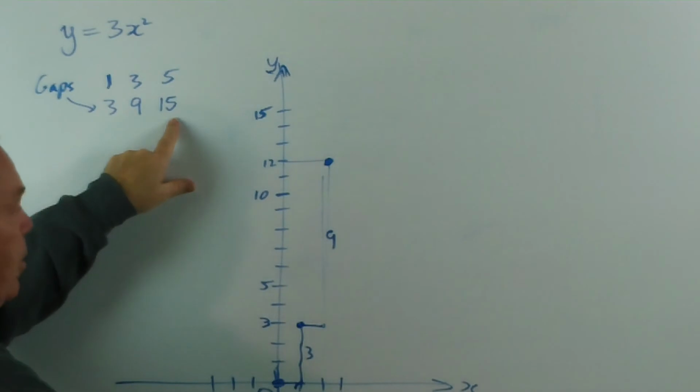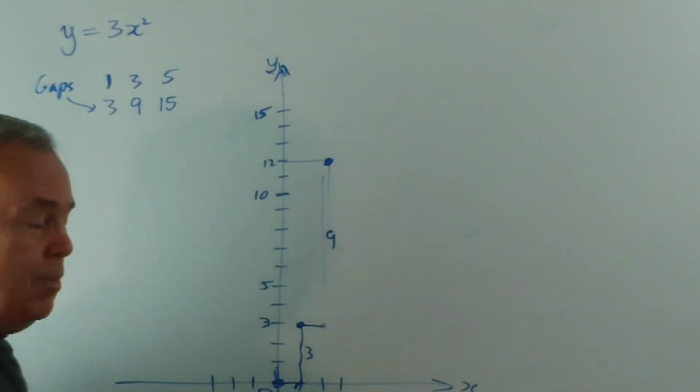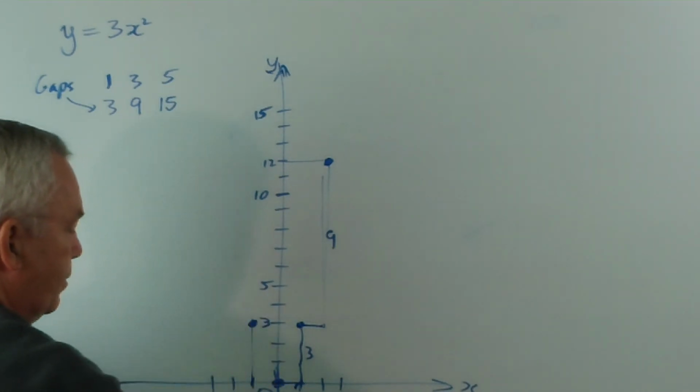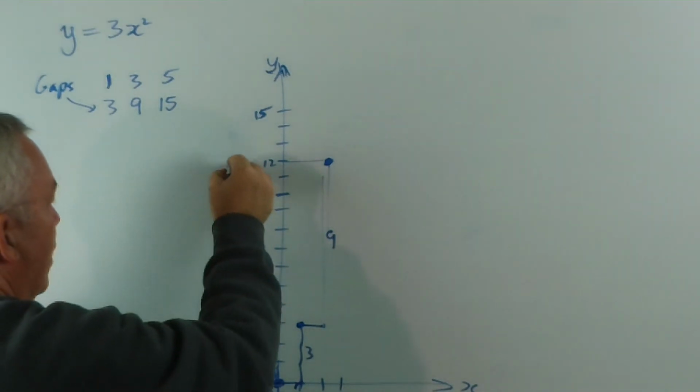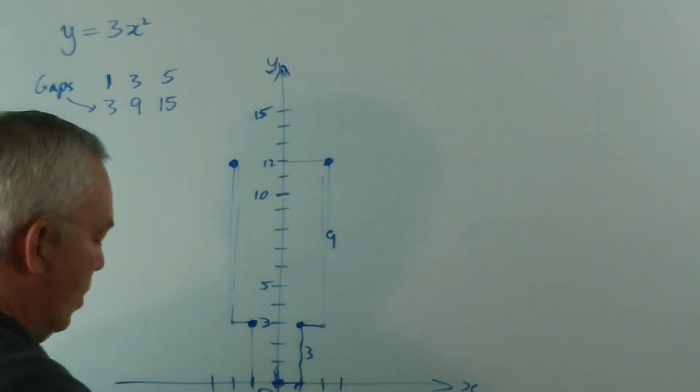Obviously it's a bit pointless trying to go across 1 and up 15. I'll be way off the top of the board. This is very steep. If I go back 1, I go up 3. If I go back another 1, I go up another 9. And again, if I went back 1, I'd go up 15. So we have that same pattern.